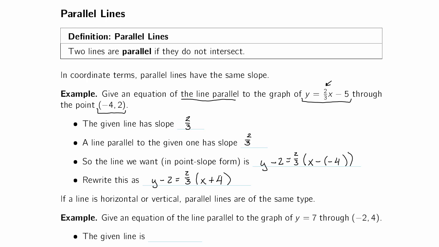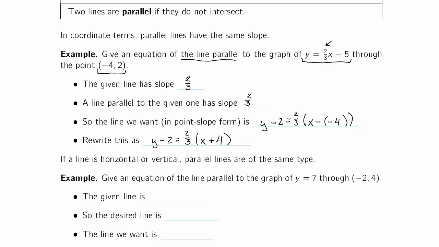For horizontal and vertical lines, so lines whose equations are y equals, that's horizontal, or x equals, that's vertical. Well, if we're parallel to a horizontal line, we're also horizontal. If we're parallel to a vertical line, we're also vertical.